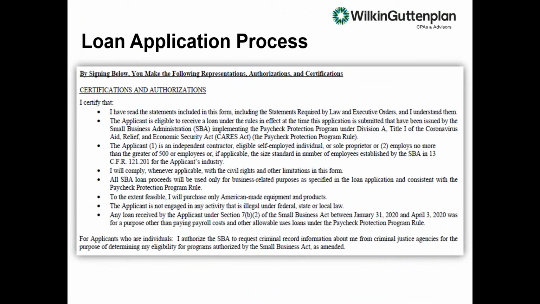Okay, so this is an important page, and we tried to blow it up as much as possible. This is the certification that folks who are signing the form have to certify to. And there's some surprising elements on this certification. One is, if you go down to the third from the bottom, that you have to say that to the extent feasible, you will only purchase American-made goods.